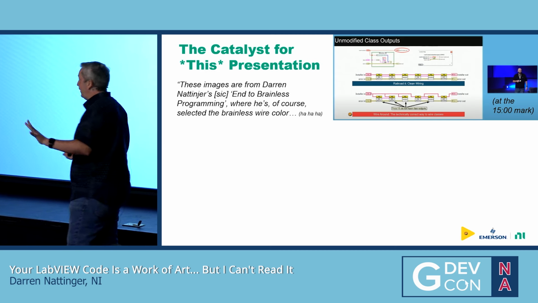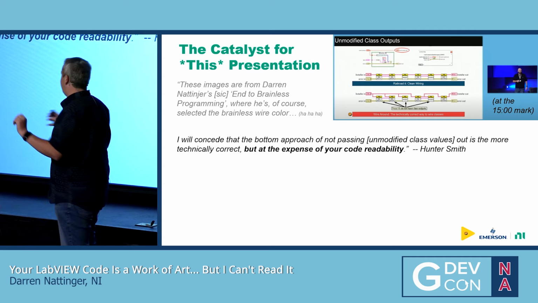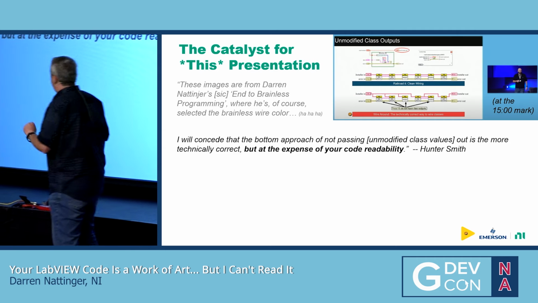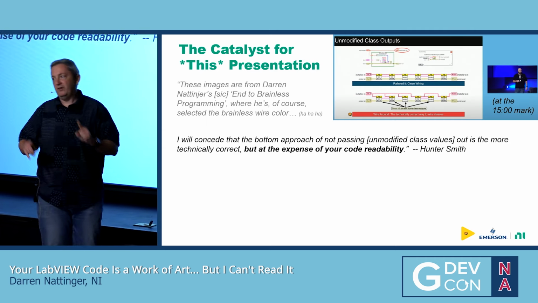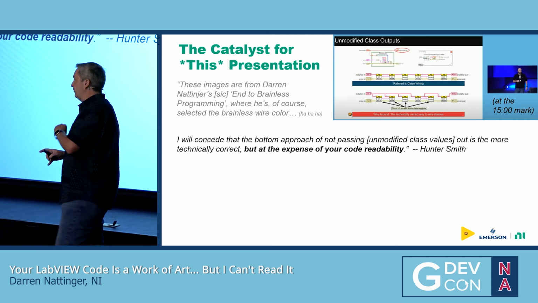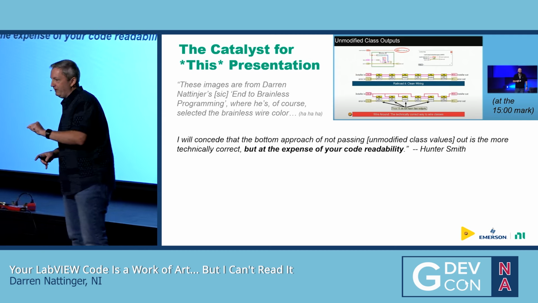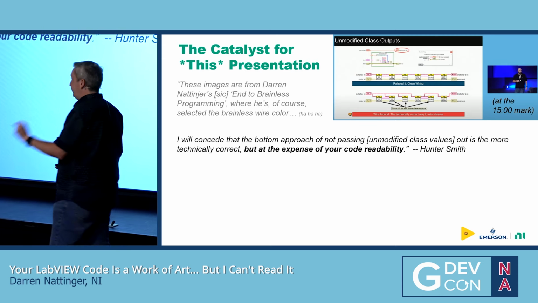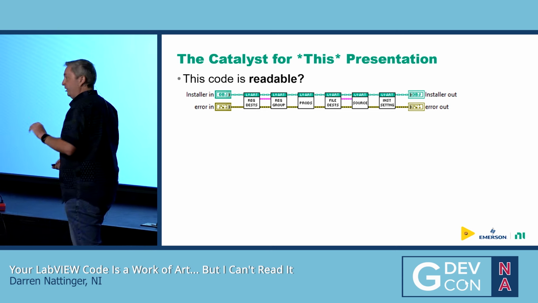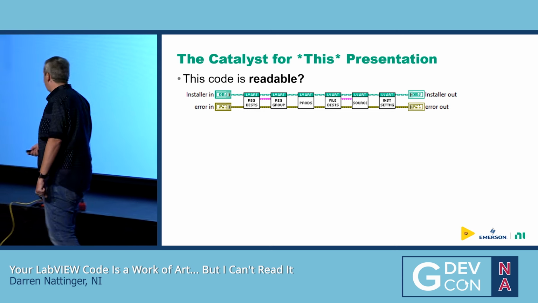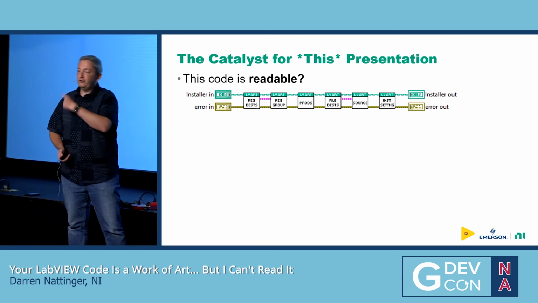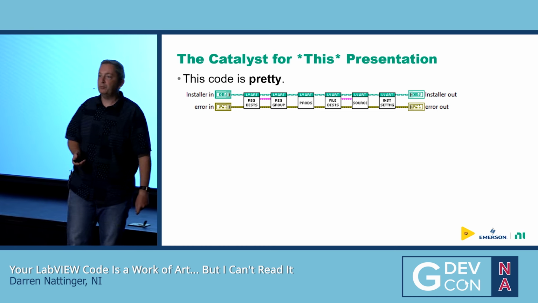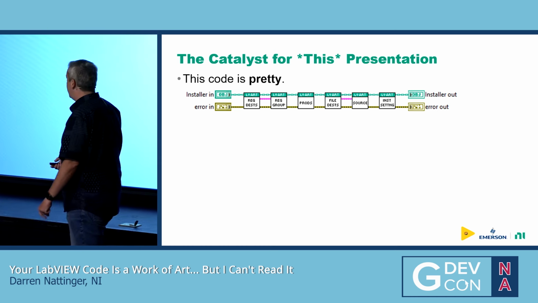The part that made me mad was right after this when he said, "I will concede that the bottom approach of not passing unmodified class values out is the more technically correct, but at the expense of your code readability." Those are Hunter's words. I heard that and I paused the video and then I rewound to make sure I got it correct. So what was said was that this code, which I have written with a non-default class wire color, just for you, Hunter, Hunter said that this code is readable. This code is not readable. This code is pretty. This is pretty code.